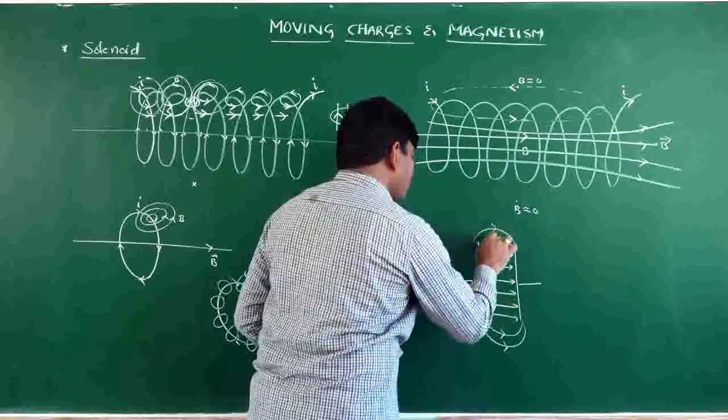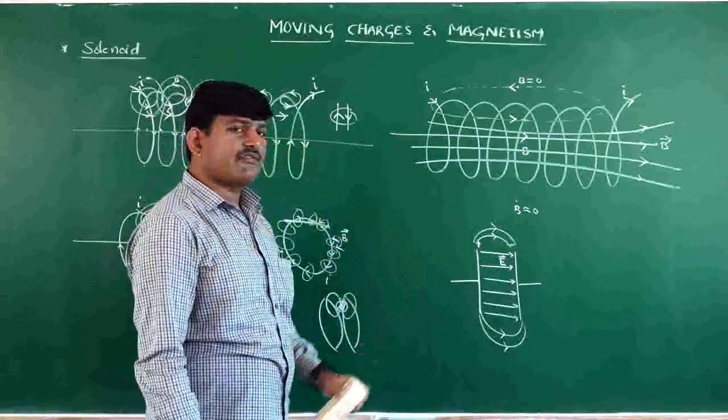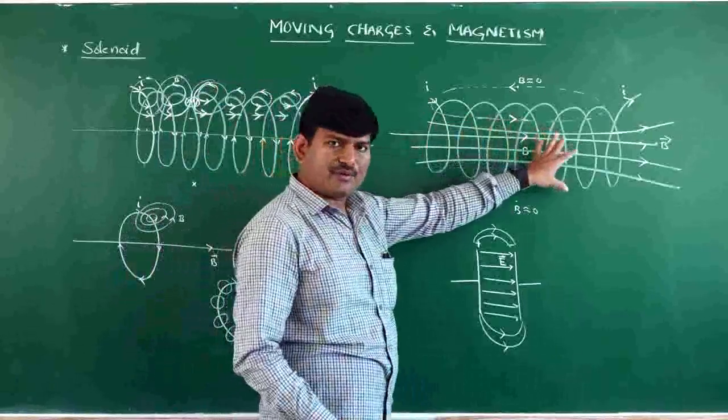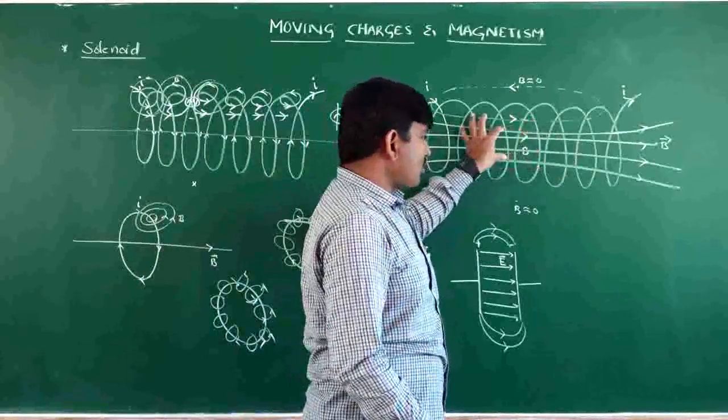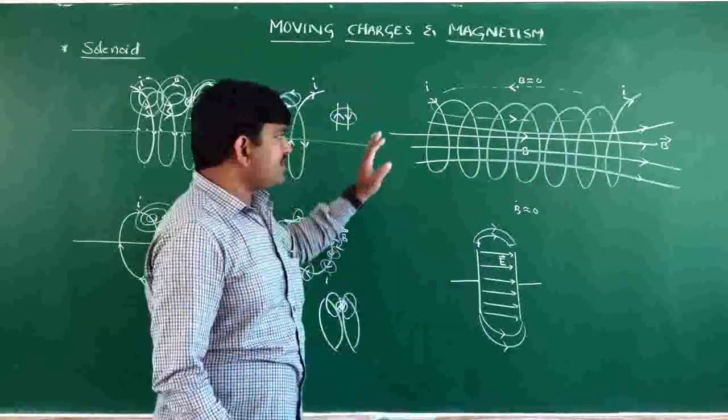A capacitor will also produce a non-uniform field, but only at the edges, and that is called the fringing effect. In a similar way, here also a solenoid is used to produce a uniform magnetic field only well inside the solenoid, but at the edges the field is non-uniform. Is it clear? And what is an infinite length solenoid?